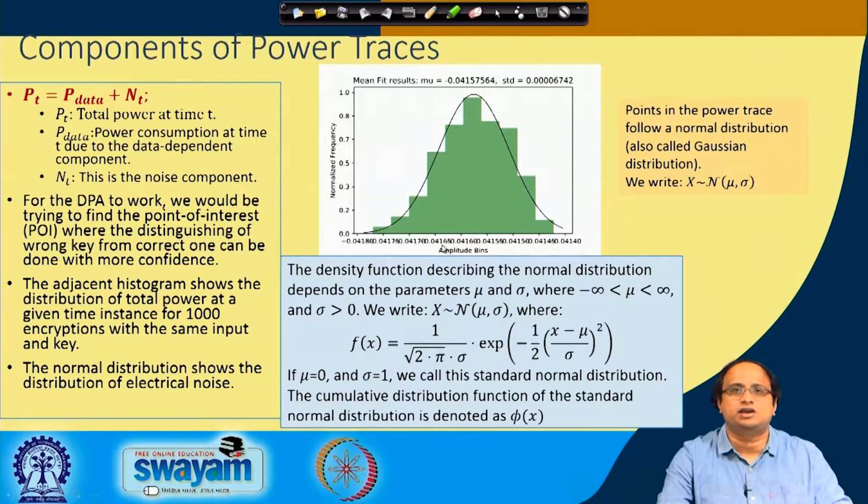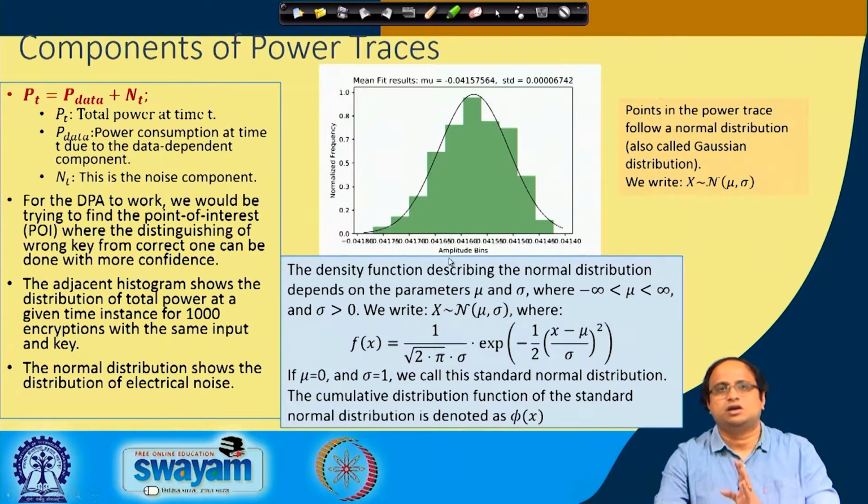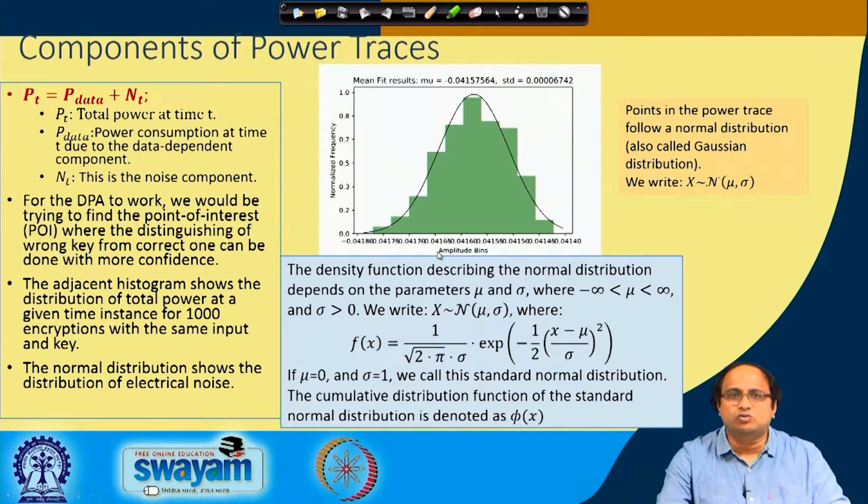That means, if I draw a straight line here for a specific value of x, and I add up all of the values till that x, then essentially I get the cumulative value, and that distribution is often denoted by the notation phi(x). So, the points in the power trace follow a normal distribution, and the normal distribution is also called the Gaussian distribution. We can use these words interchangeably. Sometimes we say normal distribution, and sometimes we say Gaussian distribution.